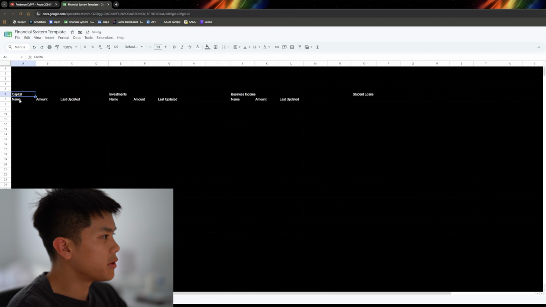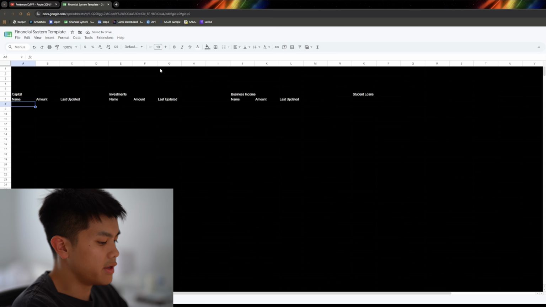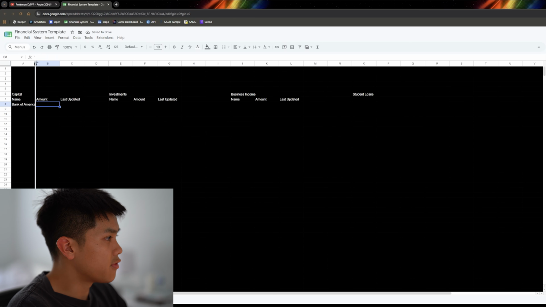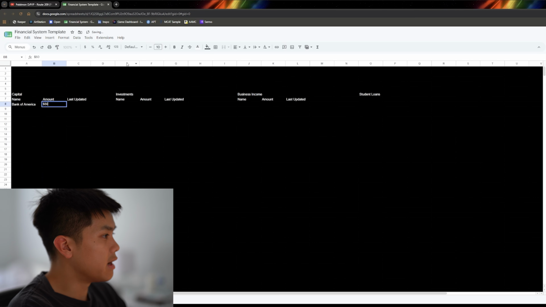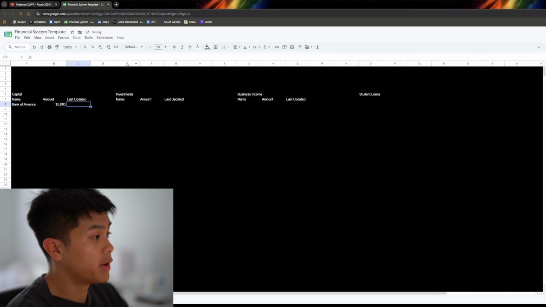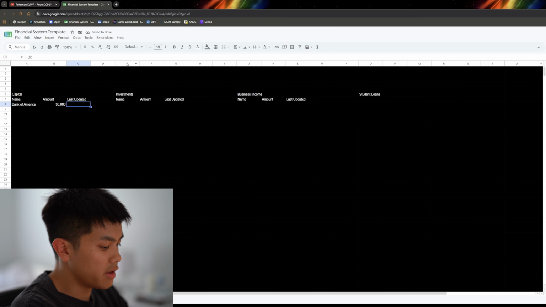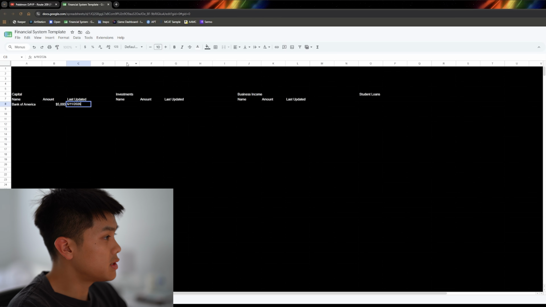So in the capital section, I have things like my checking account. In this case, I have Bank of America. I can put the amount I have in there. For this demo, we'll just put like 5,000 or so. And I also want to put when I last updated. So today is going to be June 11th, 2026.